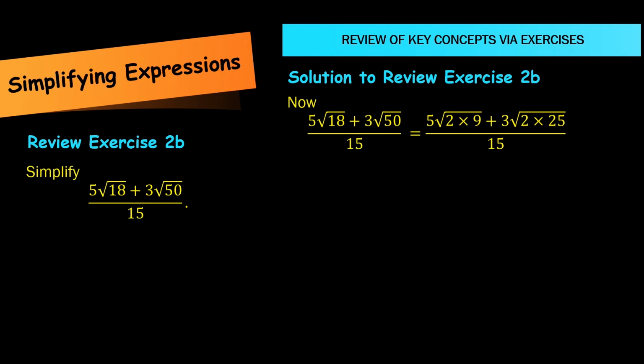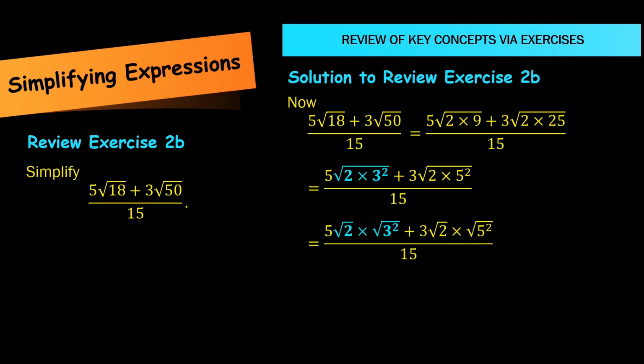And then we break down further. So 2 times 9 becomes 2 times 3 squared. And 2 times 25 becomes 2 times 5 squared. And of course 5, 3 and 15 remain as they are. Now we can start to get rid of some numbers. So let's split this first. Root of 2 times 3 squared becomes root 2 times root 3 squared. Root 2 times 5 squared becomes root 2 times root 5 squared. And 5, 3 and 15 again stay as they are.